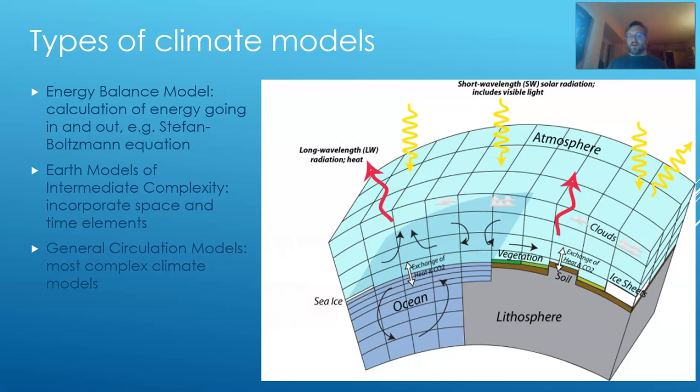We're looking at processes of formation of clouds in these models. So they can track where clouds are going to form, where moisture is moving through the atmosphere that can produce precipitation. All of those different processes get incorporated into these GCMs, and that's why they're so complex, why they take so much computer power to run.